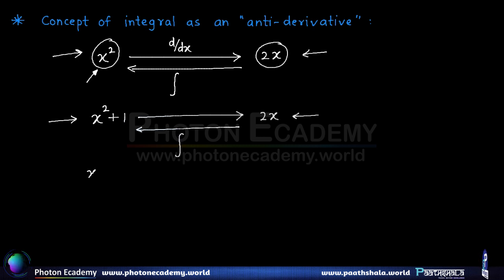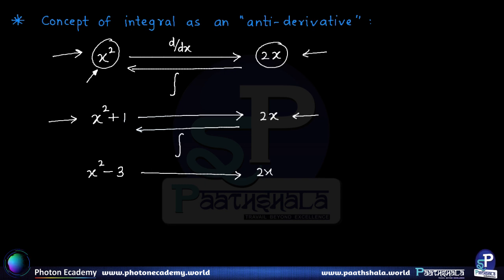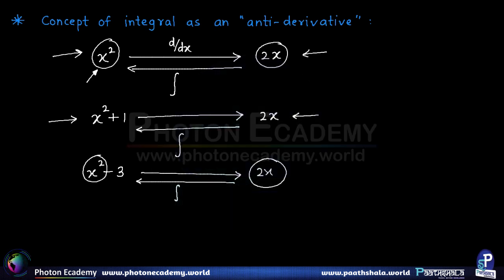And it won't be difficult to realize that even if I had another example, say x square minus 3, the derivative is still 2x, but if you come back and see the integral, it is x square minus 3. So in general what we are observing is, if we want to take the integral of 2x, it will be of the form x square plus some constant. We don't know what that constant would be, but definitely there will be some constant in general.